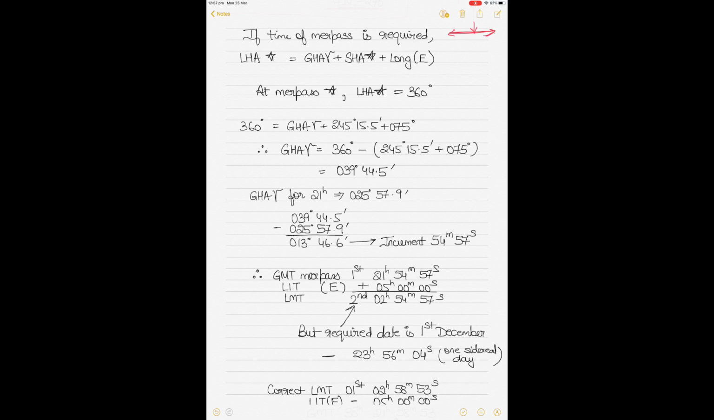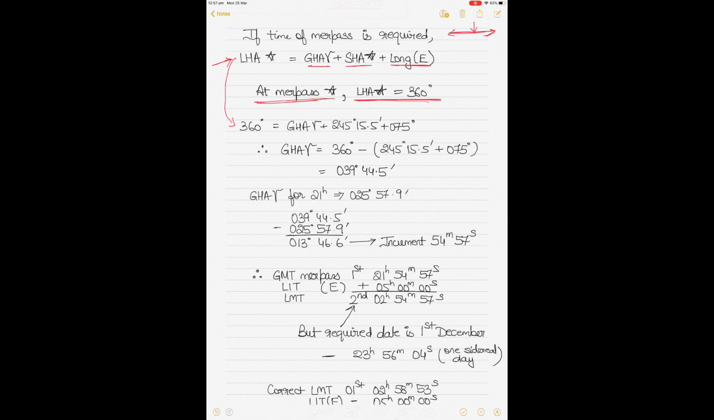So now you know that LHA star is basically a combination of GHA Aries, SHA star, and longitude east. Alright, now at Meridian Passage of star, the LHA star is equal to 360 degrees, because the celestial body is exactly on the observer's meridian, and LHA is basically measured westwardly from observer to the body. It's exactly 360 degrees. So therefore, from this formula here, LHA 360 degrees will be equal to GHA Aries plus SHA star and longitude.